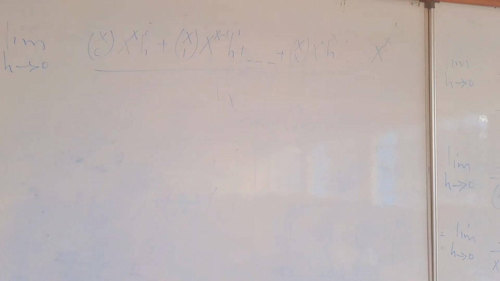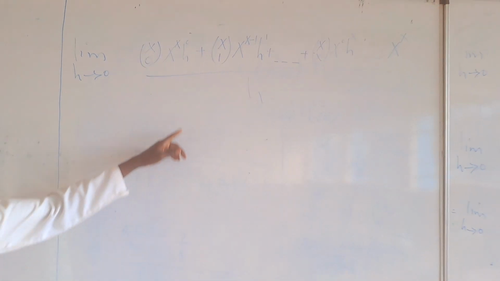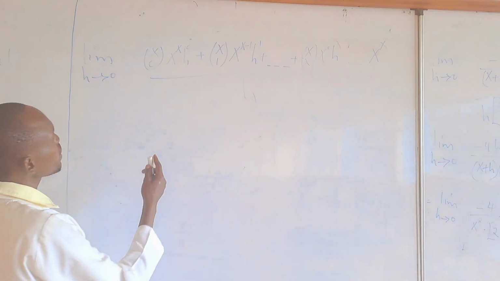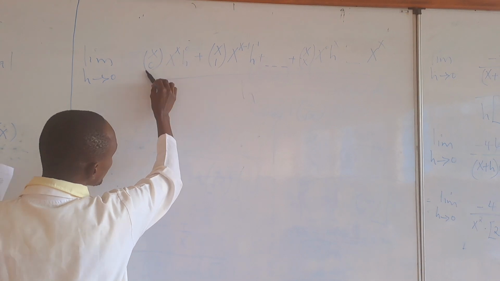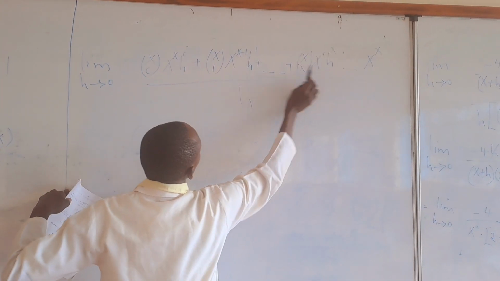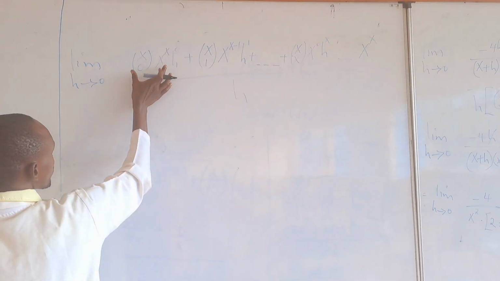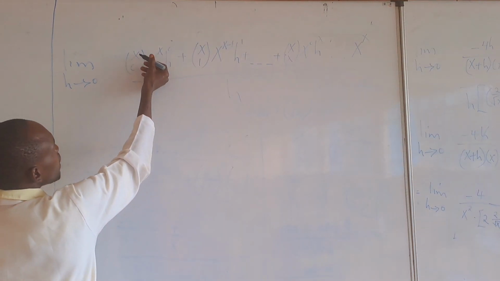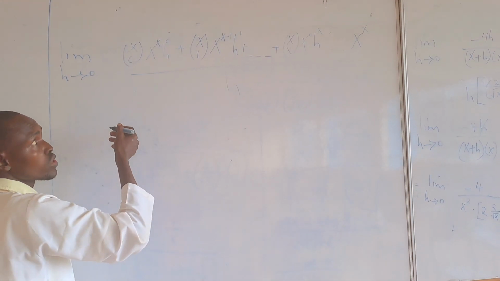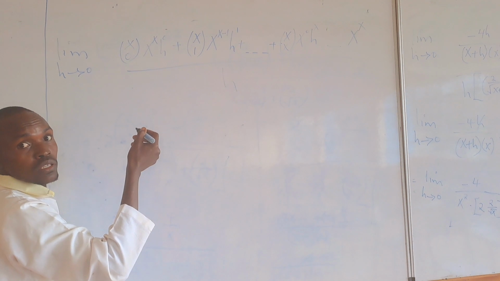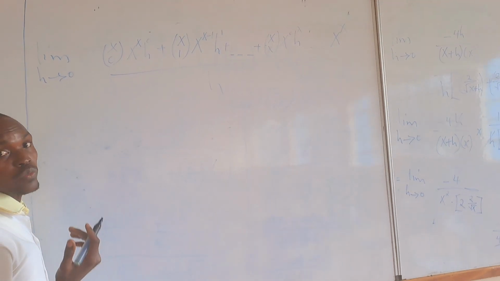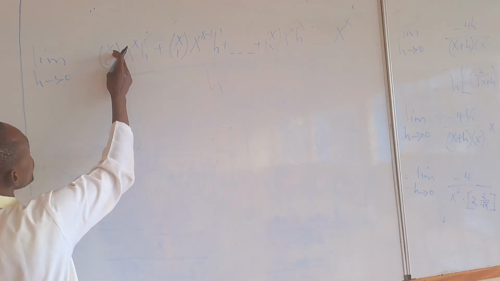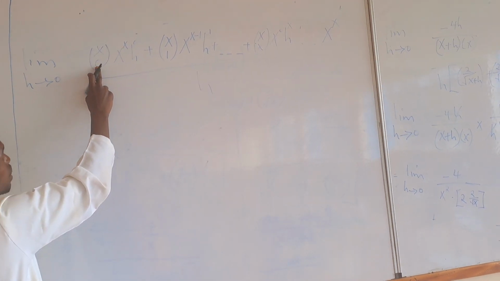Yup, we are together. So from here, what are we going to do? We are going to evaluate the whole of this and this. So if we have this, x combination 0 is 1. Any number combination 0 is 1, and you can confirm that from your calculators. So x combination 0 will be 1.